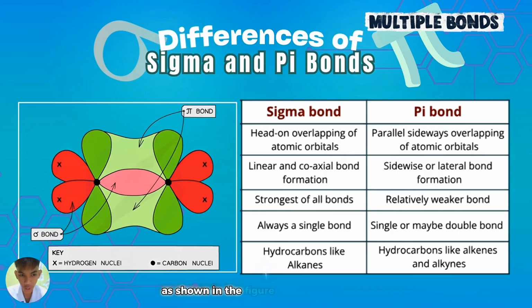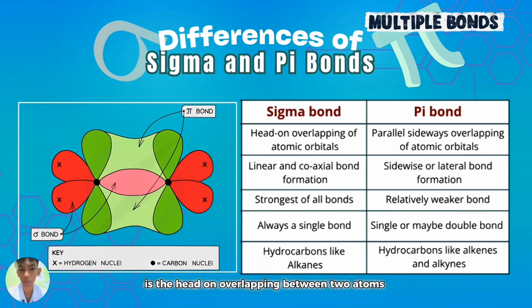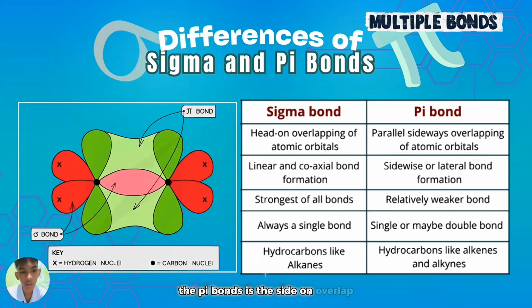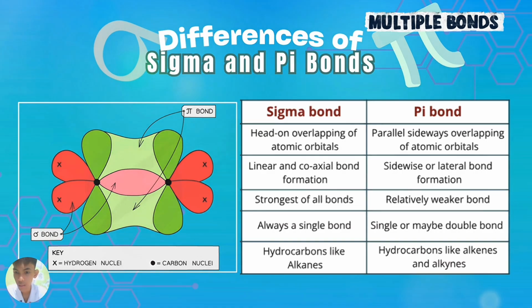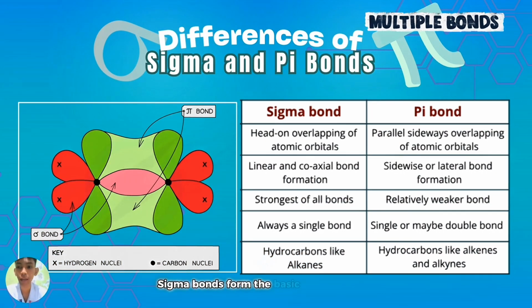As shown in the figure in the slide, sigma bonds are the head-on overlapping between two atoms. Meanwhile, pi bonds are the side-on overlap between two different atoms. And again, pi bonds require extra energy to be rotated. Meanwhile, a sigma bond doesn't require extra energy to be rotated. In short, sigma bonds form the basic framework of molecules, while pi bonds provide additional bonding that affects the strength, shape, and reactivity of compounds.